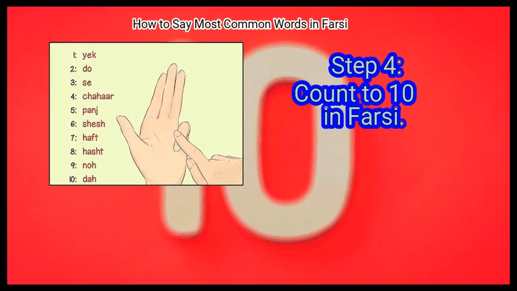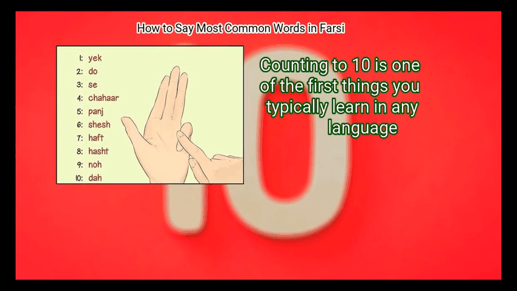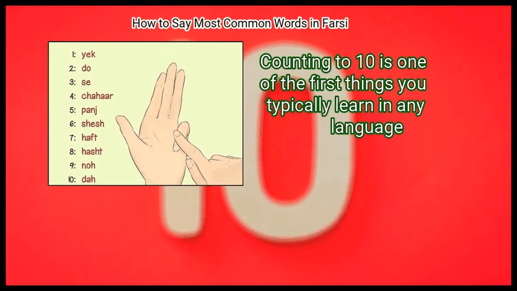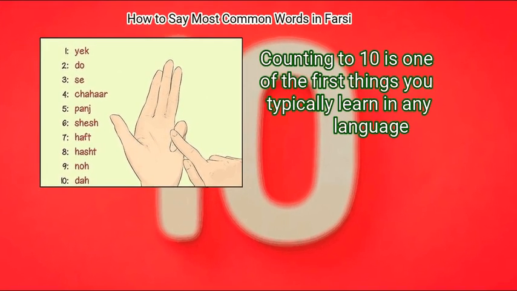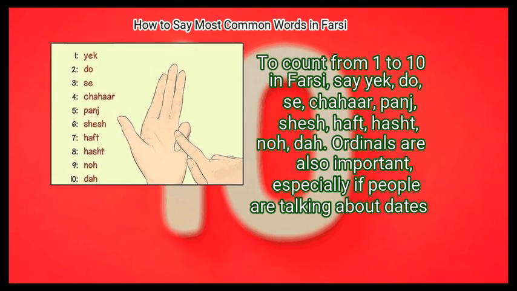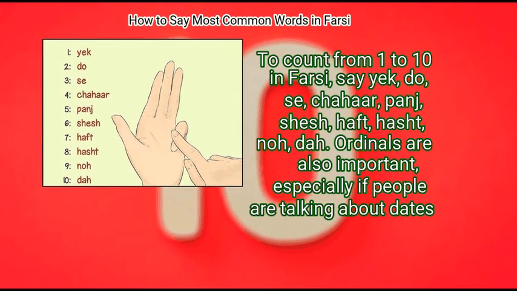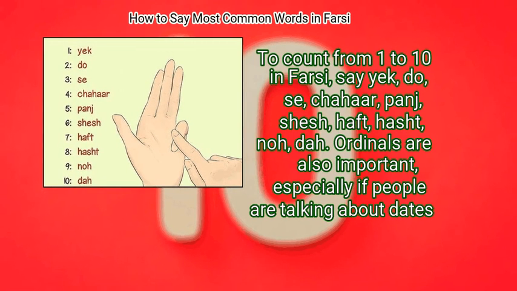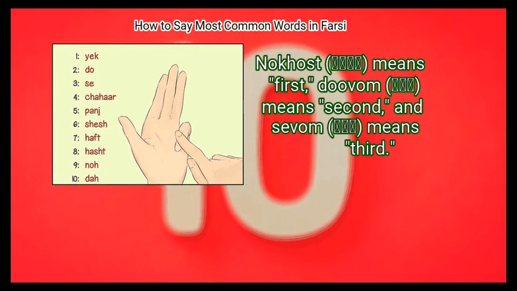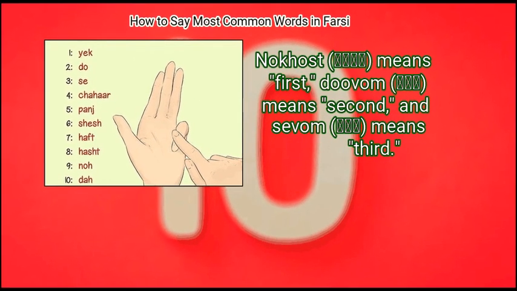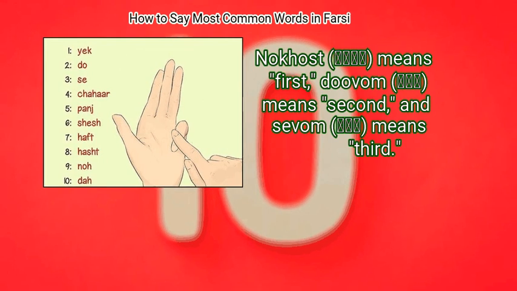Finally, count to 10 in Farsi. Counting to 10 is one of the first things you typically learn in any language. To count from 1 to 10 in Farsi, say yek, do, se, chahar, panj, shesh, haft, hasht, noh, dah. Ordinals are also important, especially if people are talking about dates. Nokhost means first, dovom means second, and sevom means third.